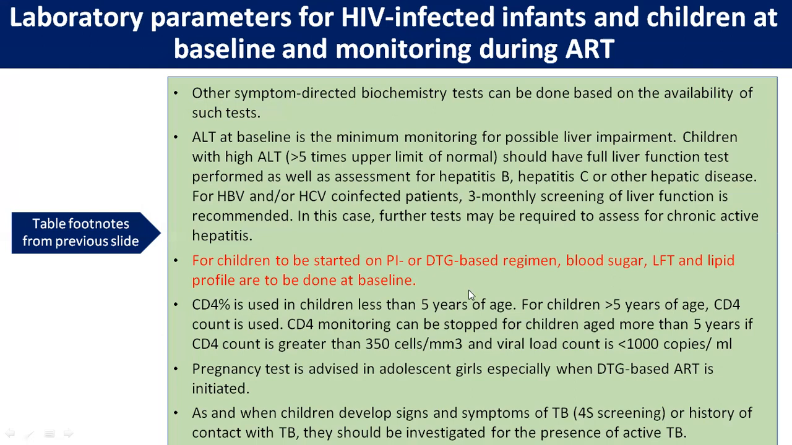Pregnancy test advice: if it is an adolescent girl who is sexually active, then only we go for the pregnancy test. Or even if the child is not giving exact data whether she is active or not, but you suspect there might be some pregnancy, you go for testing. As and when children develop signs and symptoms of TB, of course, then at each and every visit you have to go for the testing.